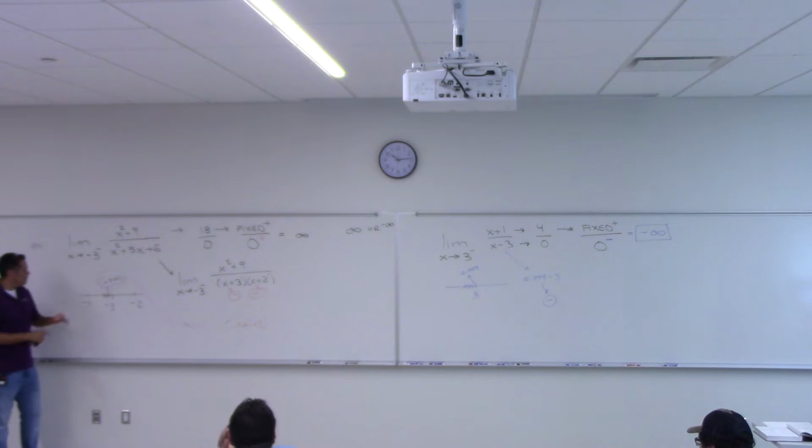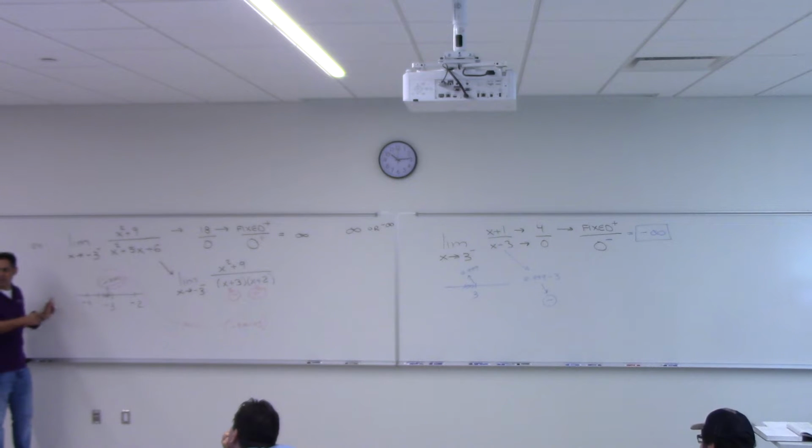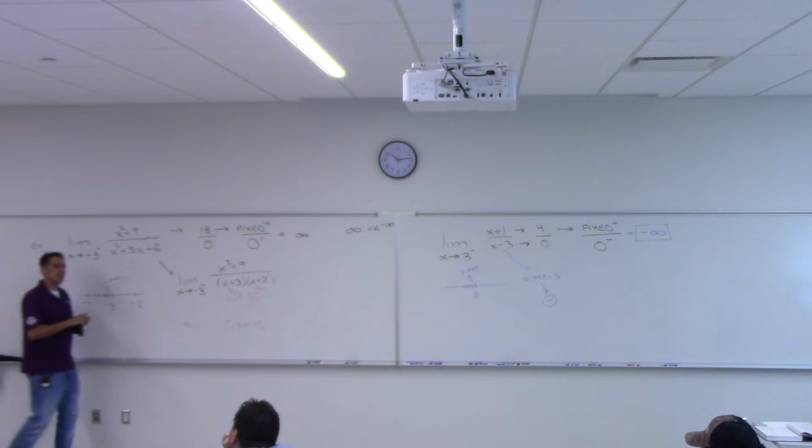What if there was something undefined here? Like, what if there was another factor here where you had 0 if you plug this number in? Then your analysis is going to be wrong because you aren't close enough to -3. There's too much happening in between there. Does that make sense? Yes, sir.